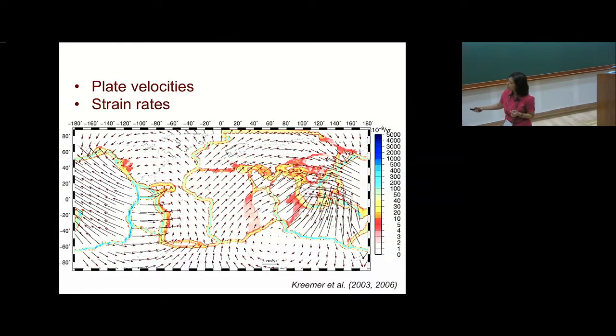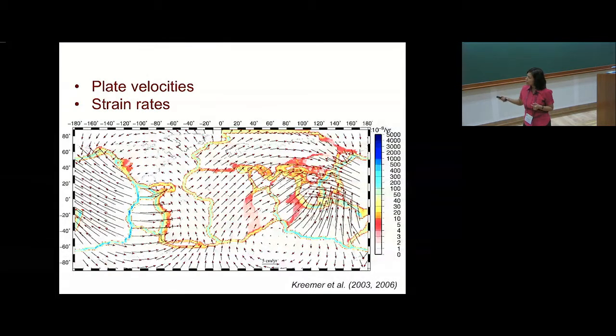Here is the scale: this is 5 centimeters per year. For example, you can see the Pacific is moving very fast, at a rate of about 7 centimeters per year. On the other hand, South America is moving at a much slower rate. On top of velocities, I also show you the regions of measurement of strain rate on the surface of the Earth.